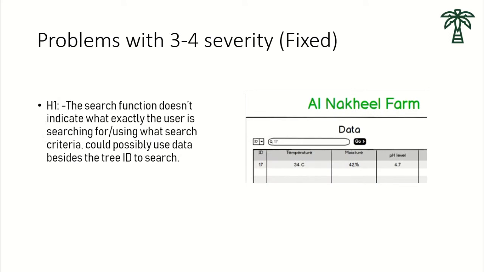Now we evaluate, to fix and deal with all the heuristic evaluations we got. The first one we got is that the search function doesn't indicate what exactly the user is searching for, using what search criteria, and could possibly use data besides the tree ID to search. We solved this one by deleting the choosing ID, and also you can search for any kind of data, like the temperature, the moisture, or any kind of data.